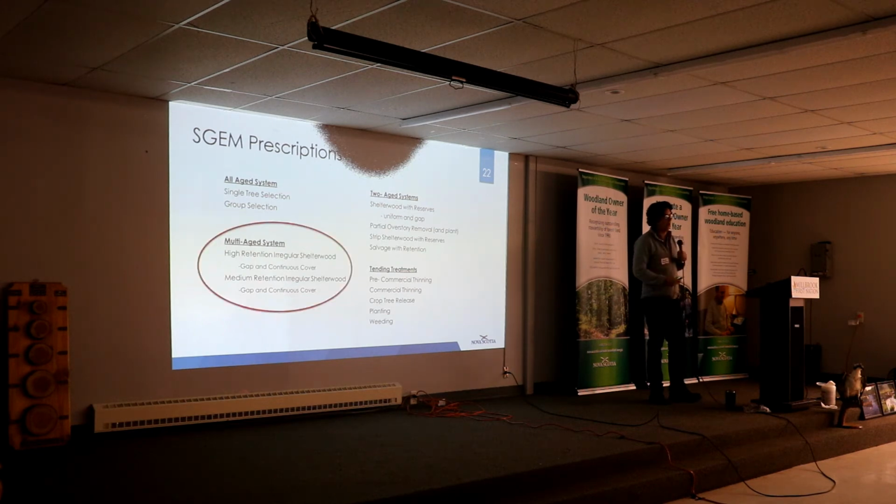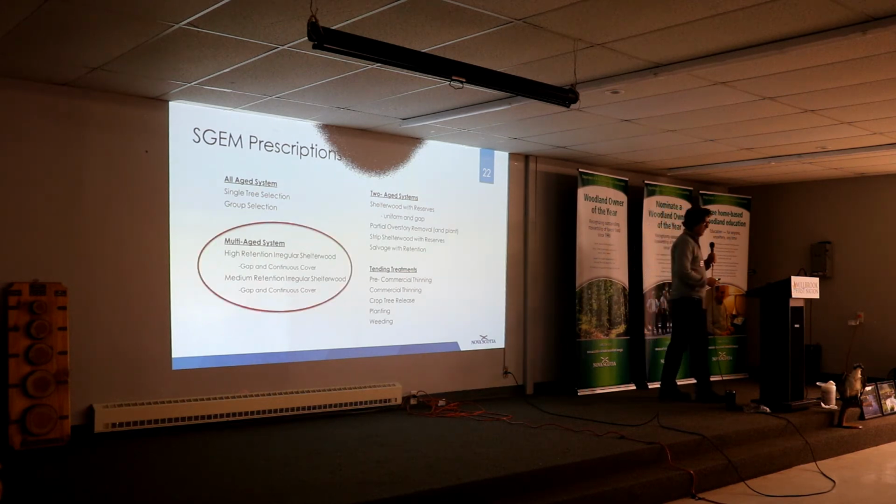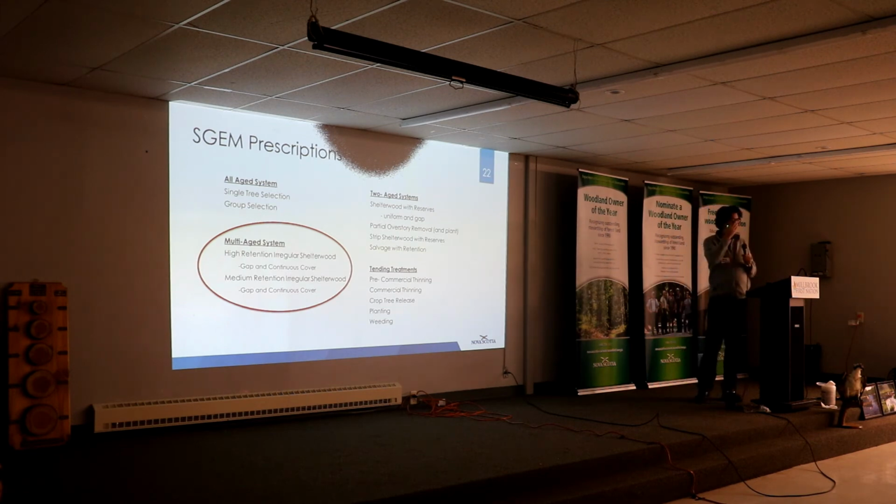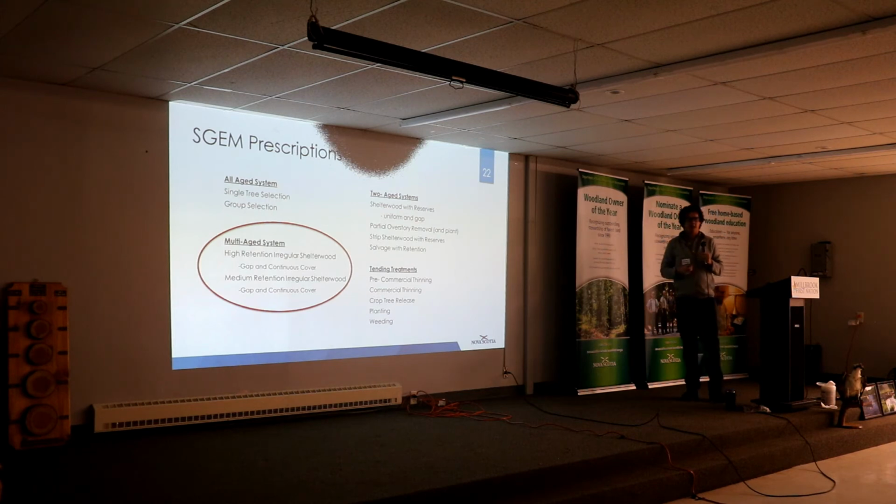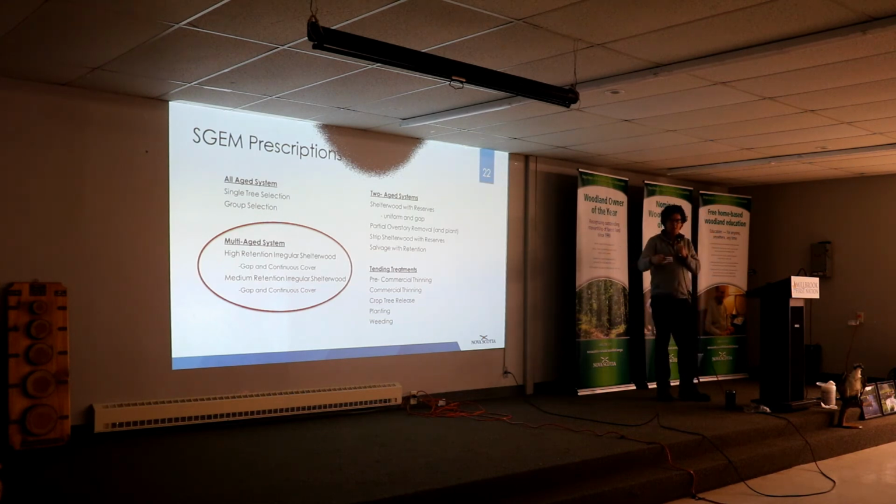But the new kid in town, and kind of the star of the show in the SGEM, is the irregular shelterwood. And so we're going to spotlight these a little bit. And these reflect, they're going to be pretty common. They might be one of the most applied treatments on Crown, just based on our current forest conditions. And these emulate, for the most part, moderate to low disturbances. And there's a high and a medium retention version of these. So let's just go into them a bit more.